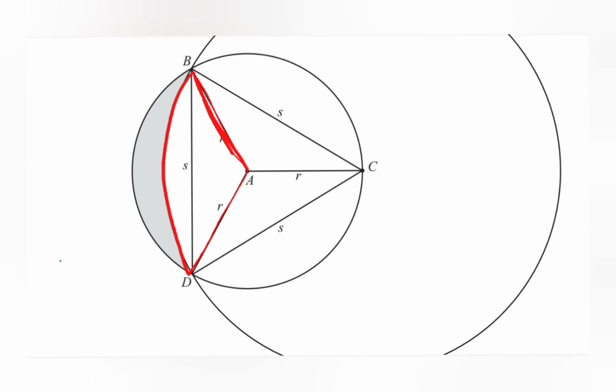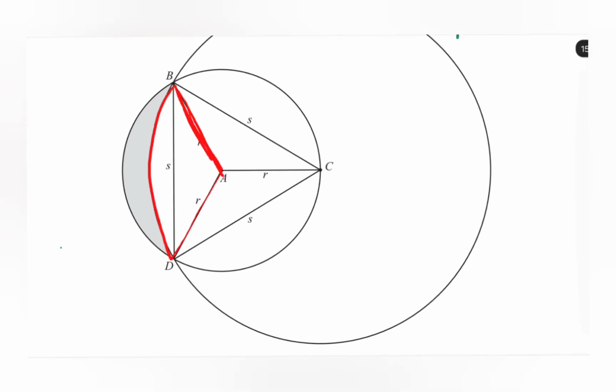Oops, this is the area of the unshaded. For the area of the whole shape, we can see it's made up of this sector of the smaller circle and these two triangles, and that'll give us the area of the whole shape.